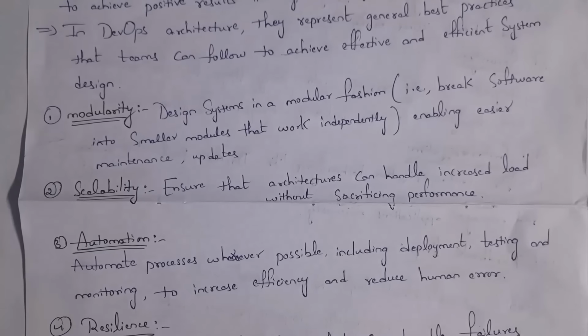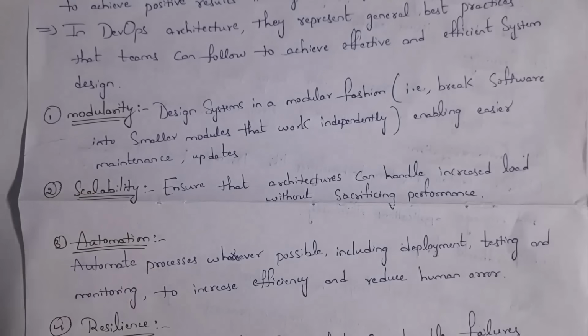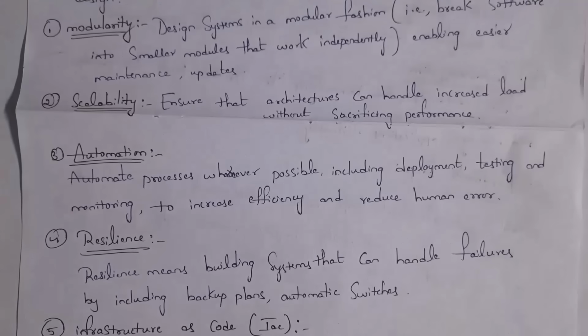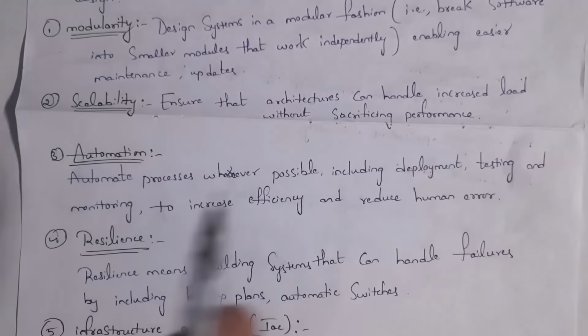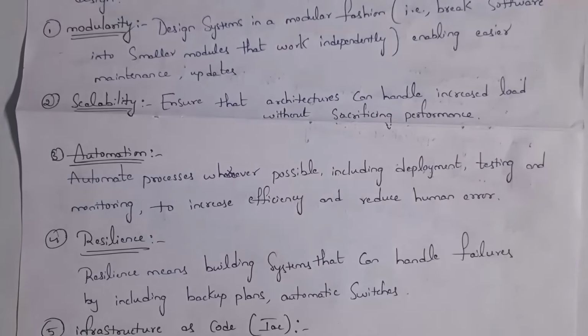And next one is scalability. Scalability is nothing but if you are designing any software, even though at a time 1000 people are accessing that application, it must run smoothly without sacrificing performance. Third one is automation. By using various kinds of automation tools, you can automate processes like deployment, testing and monitoring of the application. So work will be completed fast and will reduce human errors.